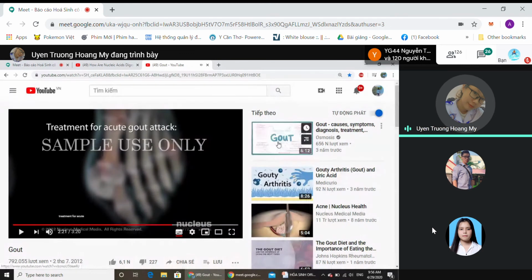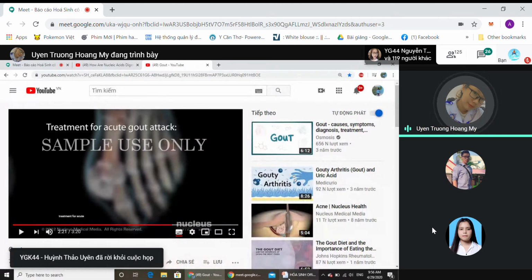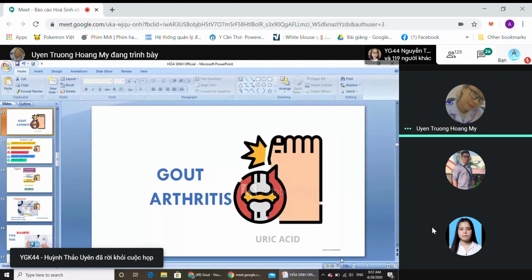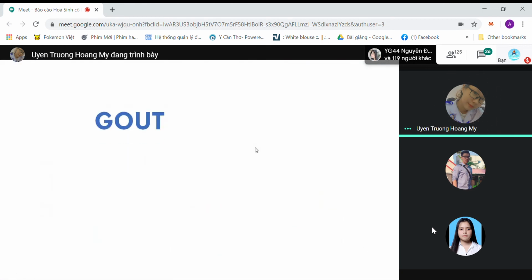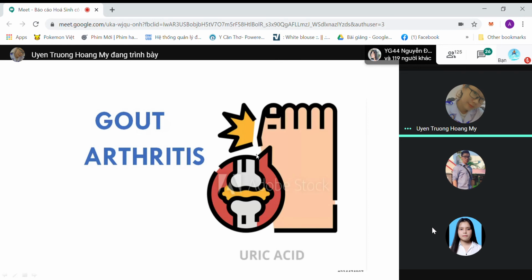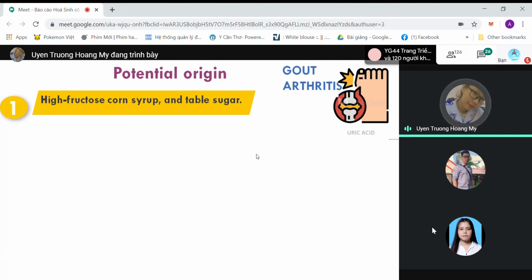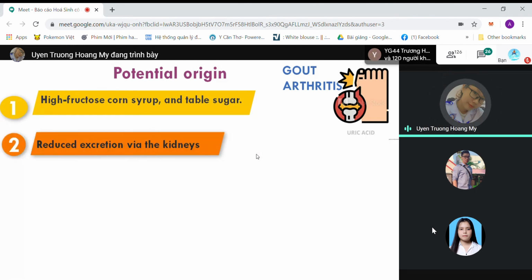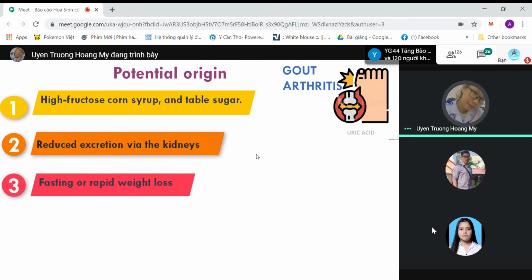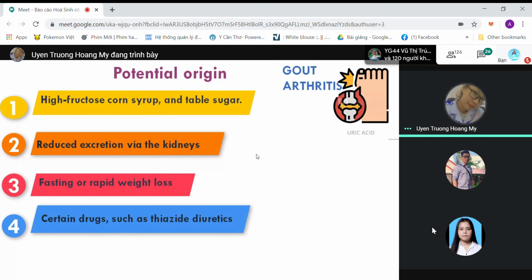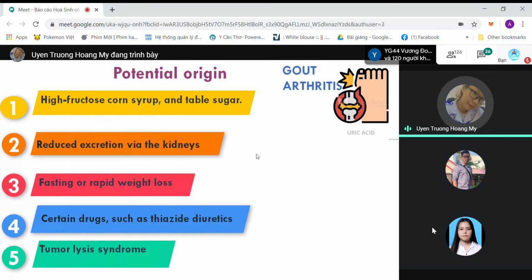That is an overview about gout. So we continue. Hyperuricemia and induced gout have various potential origins. 1. High fructose corn syrup and table sugar. 2. Underexcretion by the kidneys. 3. Fasting or rapid weight loss. 4. Certain drugs such as thiazide diuretics, and the last, tumor lysis syndrome.